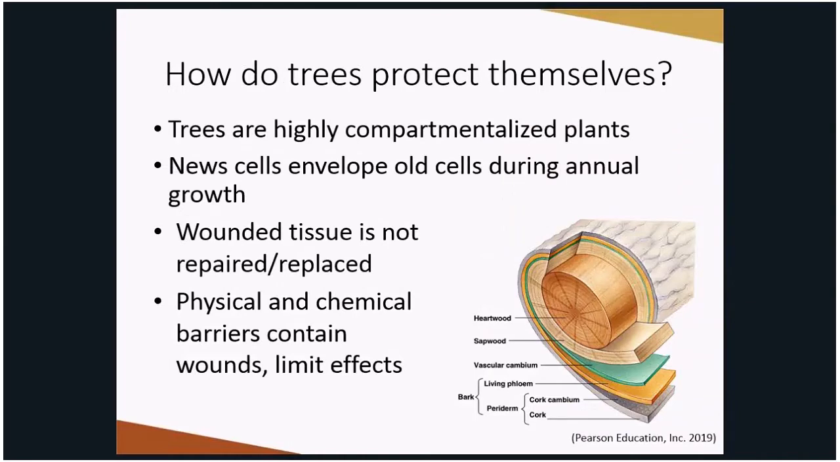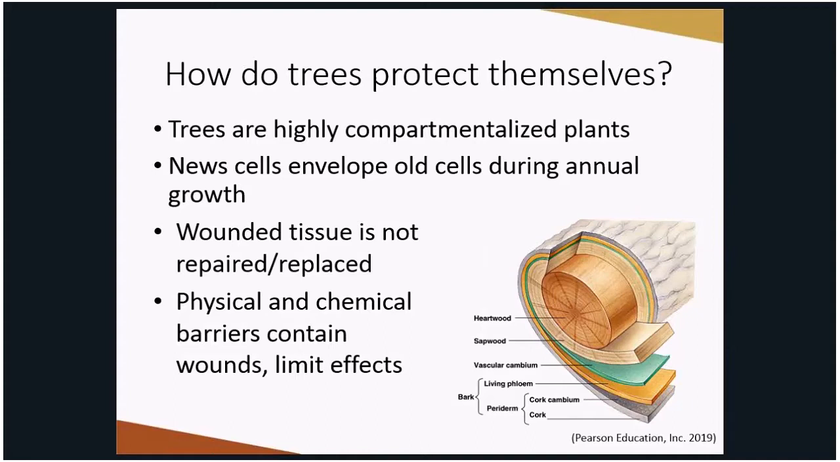So how do trees protect themselves? Well, they are highly compartmentalized plants. That's the big word of the day, compartmentalization, and we're going to look at exactly how that happens in some of the coming slides. But really, unlike humans, trees cannot regenerate cells.